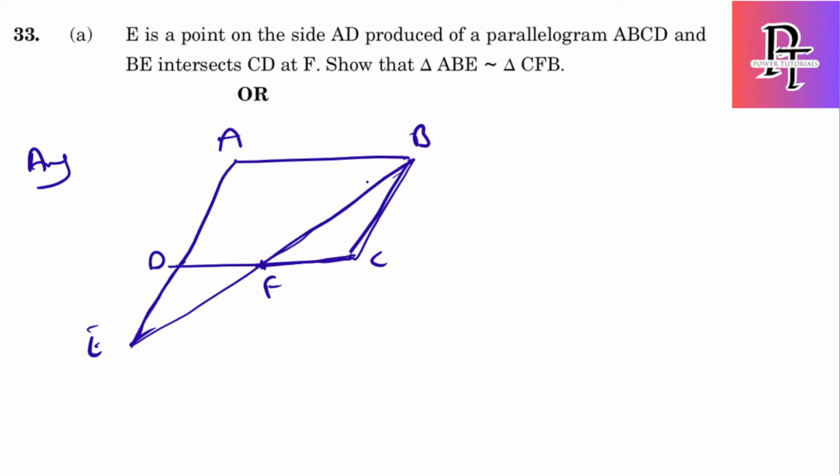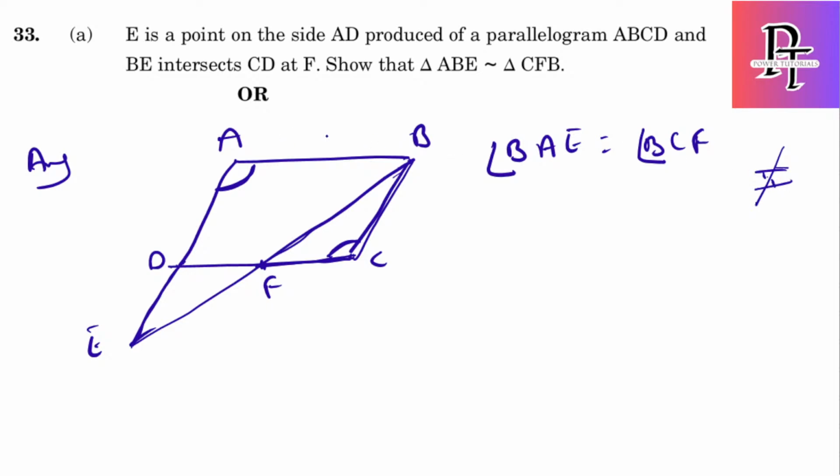Okay, so for a parallelogram, what is the condition? Opposite sides are equal, and opposite angles are also equal. So the first condition I got is that this angle and this angle will be equal. Angle BAE is equal to angle BCF, or FCB. Let's write it as BCF. I got one angle equal, and if you notice these two triangles, we have another angle property: there are two parallel lines, so this angle and this angle will be equal.